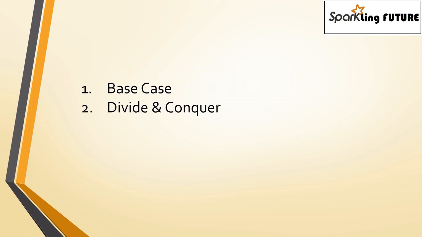Now, there are two key characteristics of a recursive function. One is a base case, the second one is divide and conquer. So what does the base case mean here? A recursive function must have a base case that defines the simplest scenario where the function does not make a recursive call. For any recursive function, we should have this base case. We will see that in one example. But for now, just try to understand that a recursive function should have this base case.